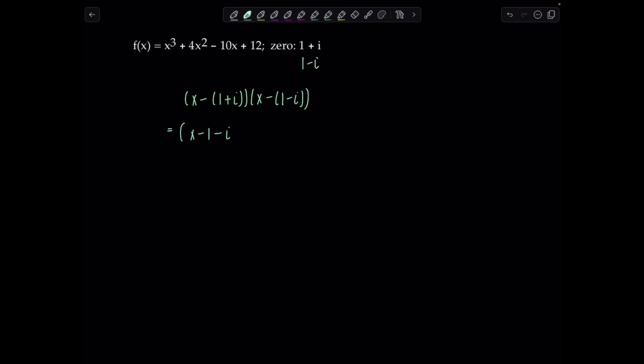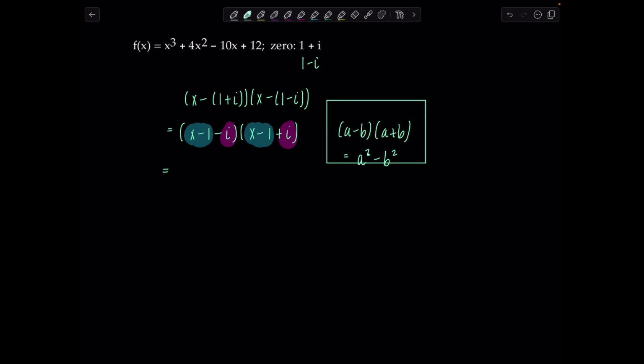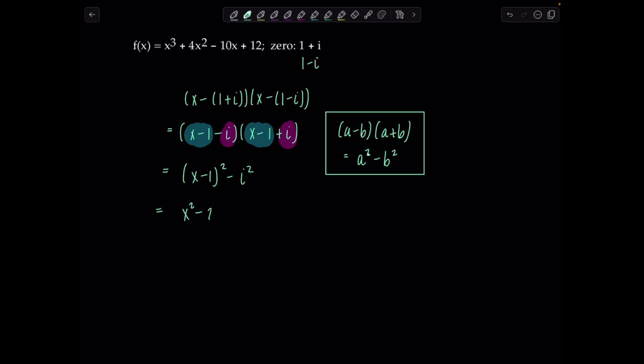x minus 1 minus i, x minus 1 plus i, and then remember, you treat x minus 1 as A, and then you treat i as B. And so you basically have A minus B, A plus B, and that gives you A squared minus B squared. Remember, we just did that like a few minutes ago. Yeah, okay. So we're going to have x minus 1 squared minus B squared, which is i squared. And then multiply x minus 1 squared out. If you need to write it twice and FOIL it, that's fine. But I think it's easier if you just memorize the pattern.